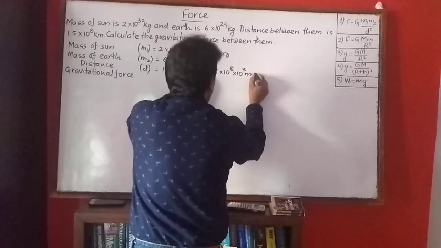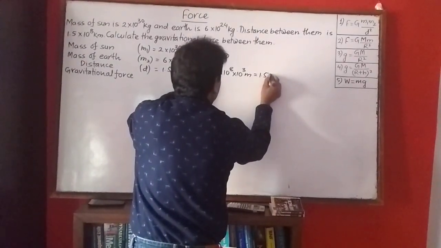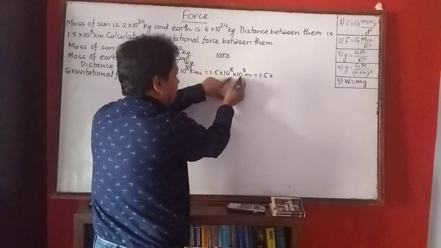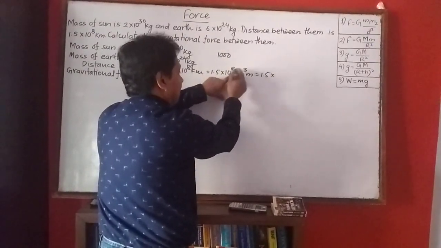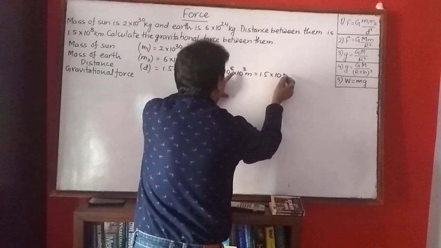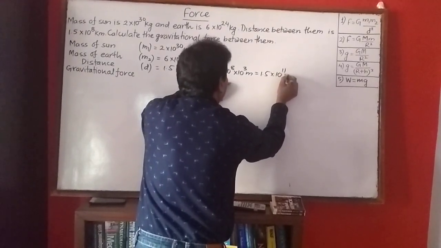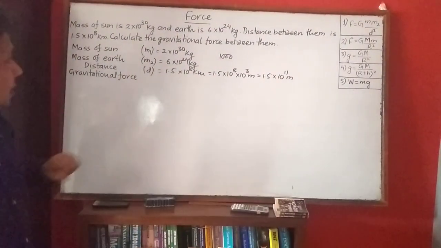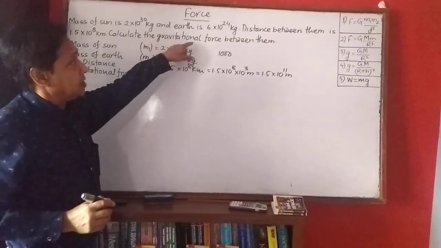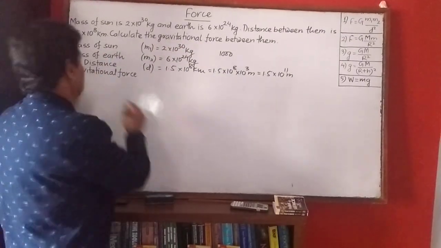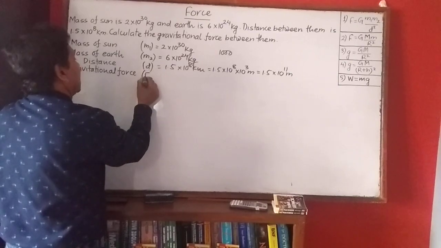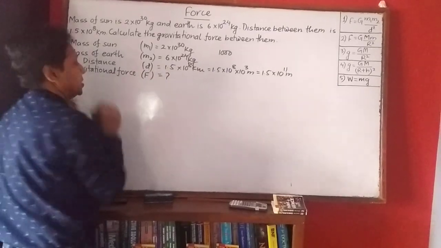Now this is equal to 1.5 into, if we have the same base here, the same base 10, the powers can be added. 10 to the power 8 plus 3 becomes 11. It is in meter. Okay. Now next, the question is gravitational force. Gravitational force is denoted by F, and this is the question.